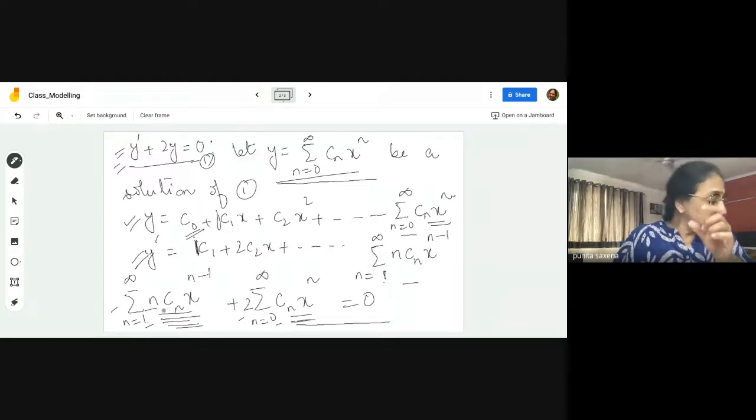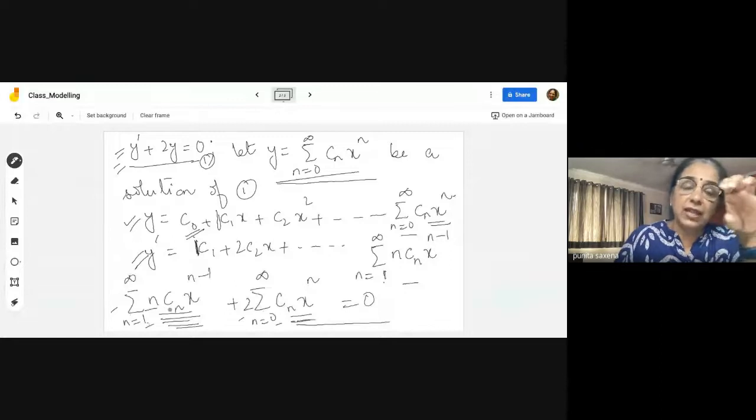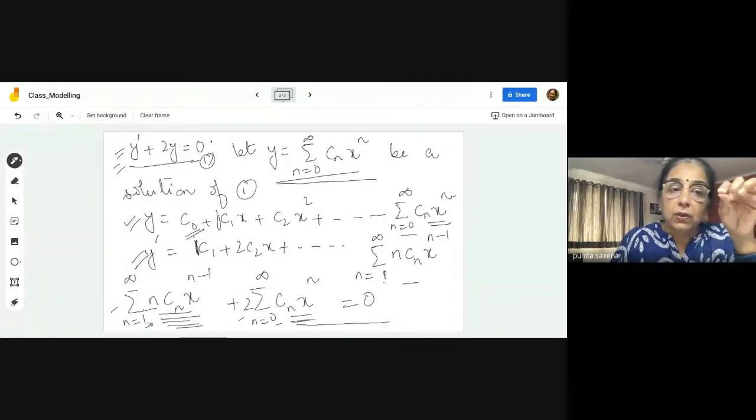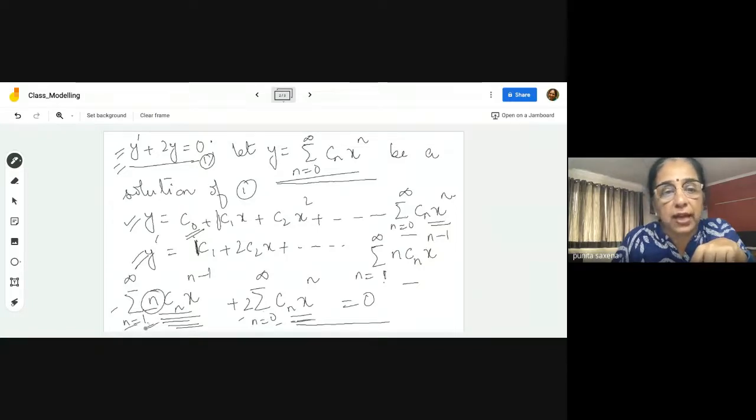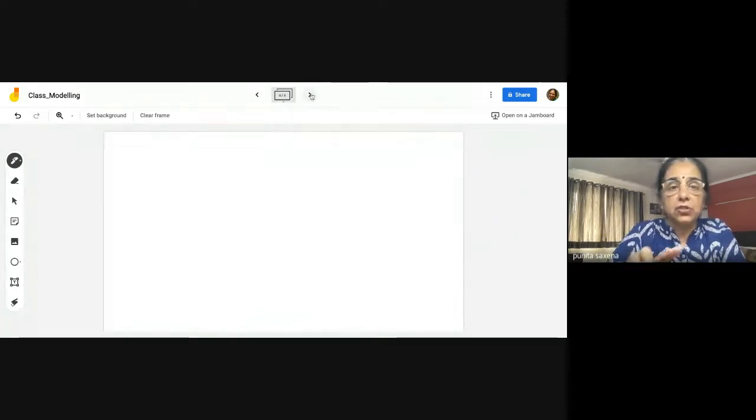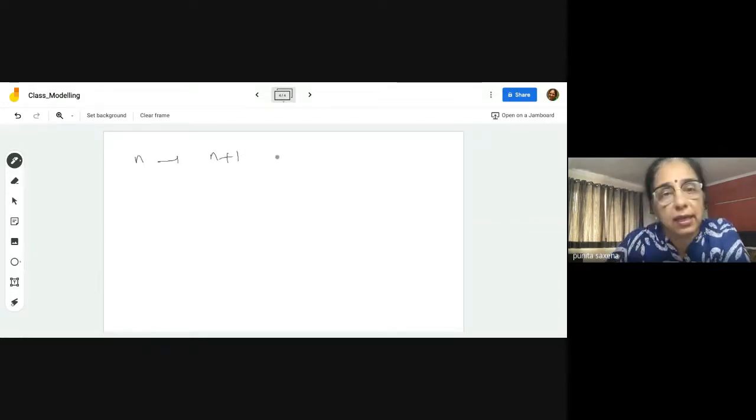This is one thing that you have to keep in mind, whether we are increasing the starting point or decreasing the starting point. If we are decreasing the starting point, we have to increase the summation index. That means we have to change our n. So in this case, we can change our n to n plus 1. Why? Because we are decreasing the starting point by 1.